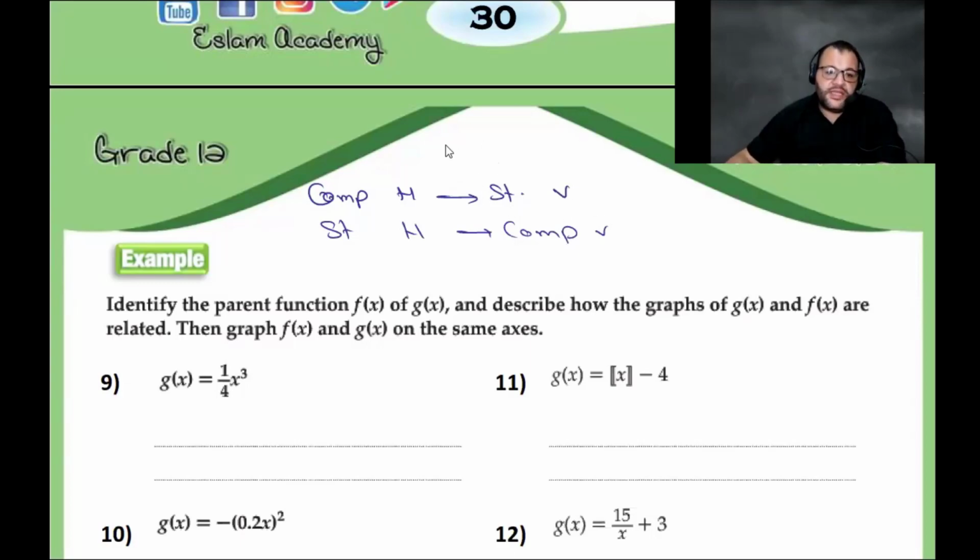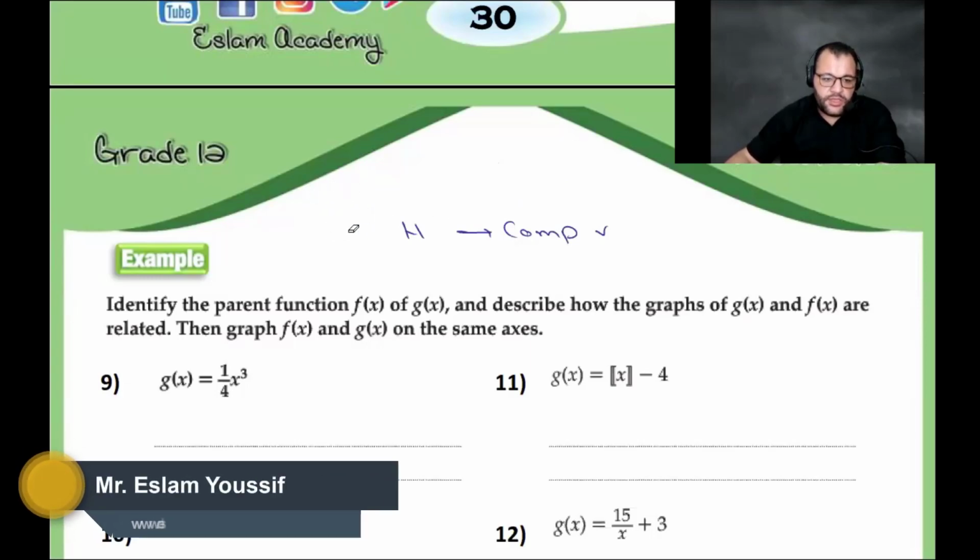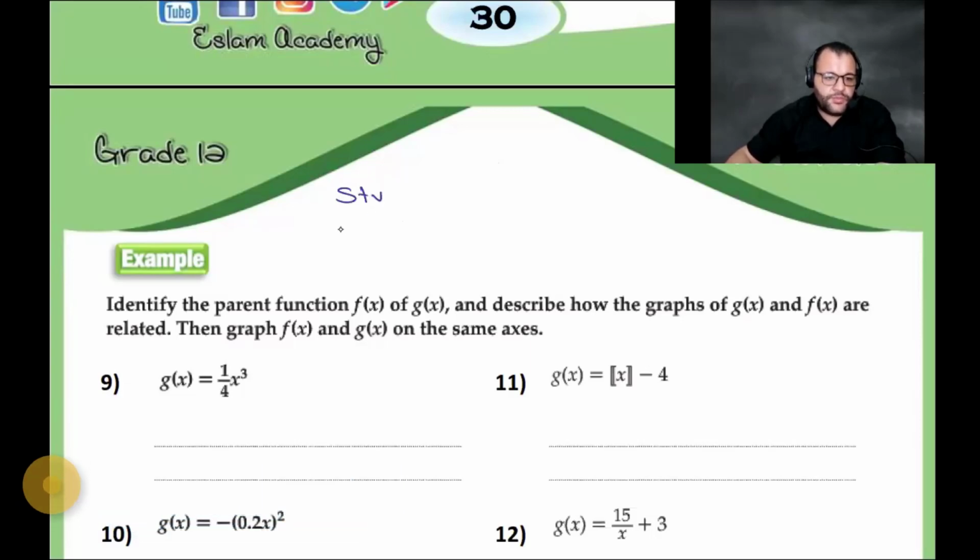If you multiply the graph, I will start from the vertical to make it easy to understand. The graph now has two options: stretch vertical, so it will be compressed horizontal, or compressed vertical, so it will be stretched horizontal.